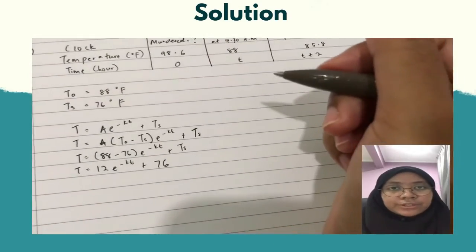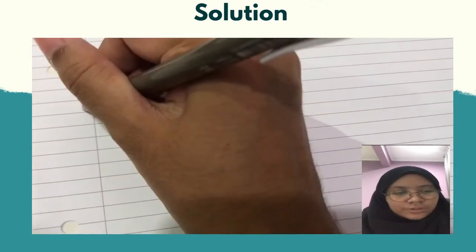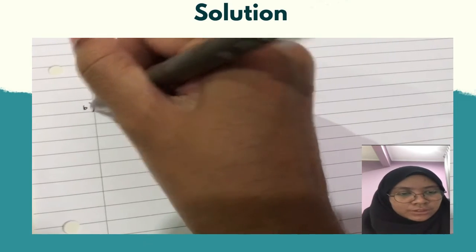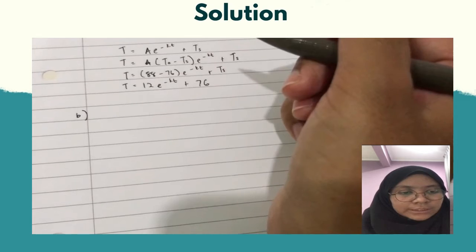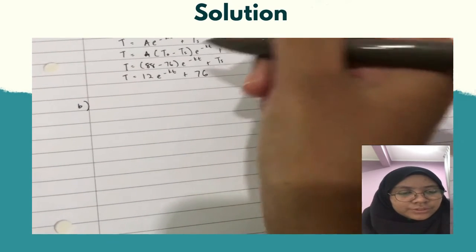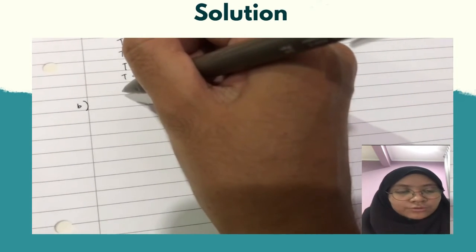So that's the answer for question A. So now for question B. The question asks the value of A. So here we need to show how we get the value of A. In this question we will use Newton's law of cooling.